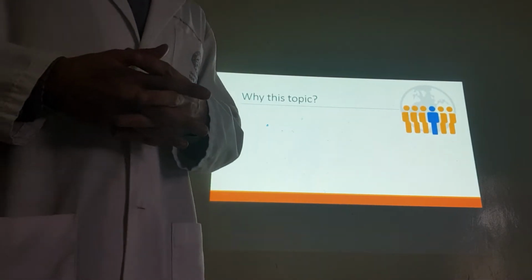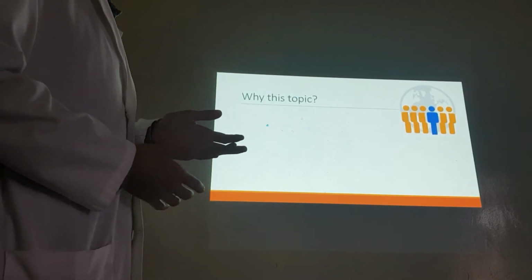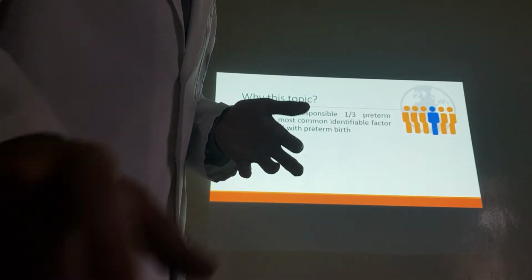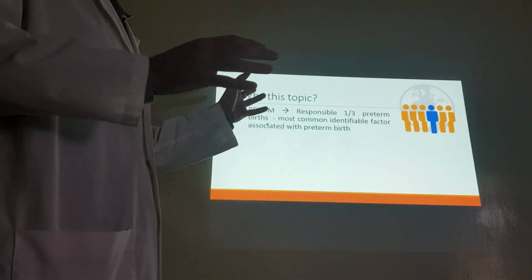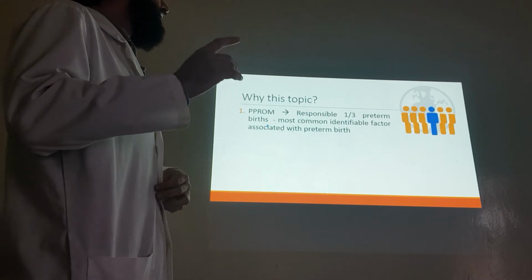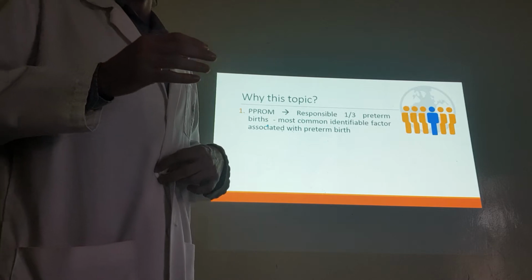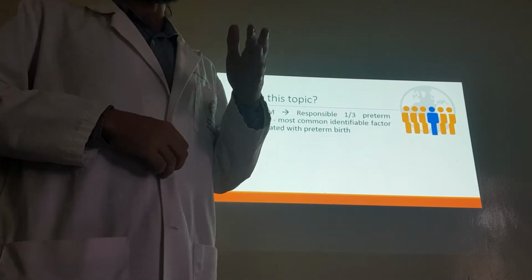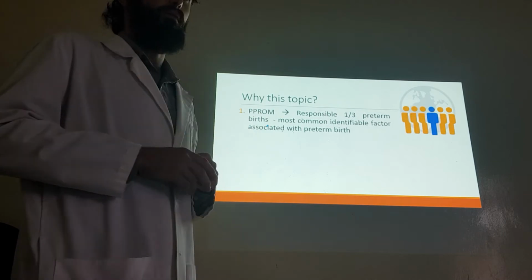So why are we going to talk about this topic? Why did we put it in the schedule of these classes? It is because of many reasons. The first reason is that PPROM, whose definition we will see in a few minutes, is responsible for one third of preterm births. That means the main cause of perinatal mortality is caused by PPROM.